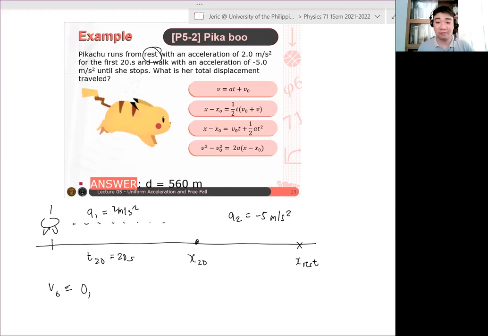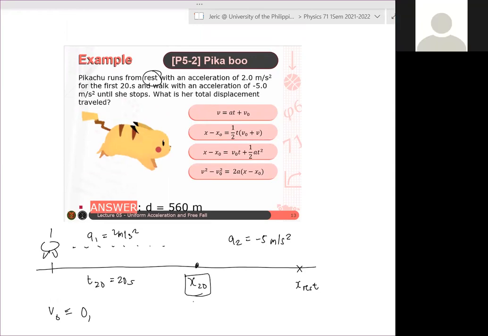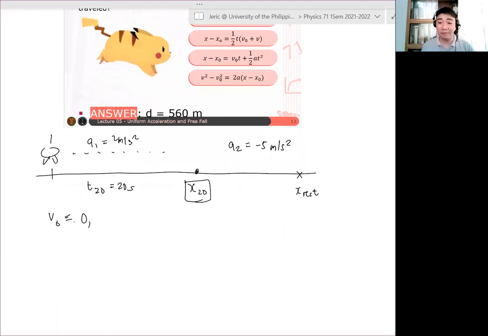And then after that, you have your initial acceleration and time. So what do we want? Actually, we want, ano yung kailangan natin dito? We want this x20, di ba? Pero mamaya may kailangan pa tayong isa. You'll see why. Pero for the meantime, let's solve for x20.